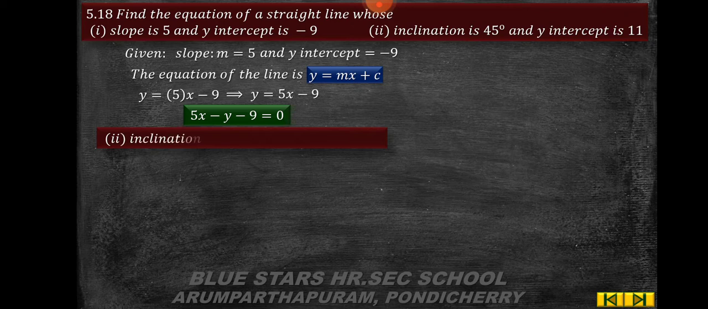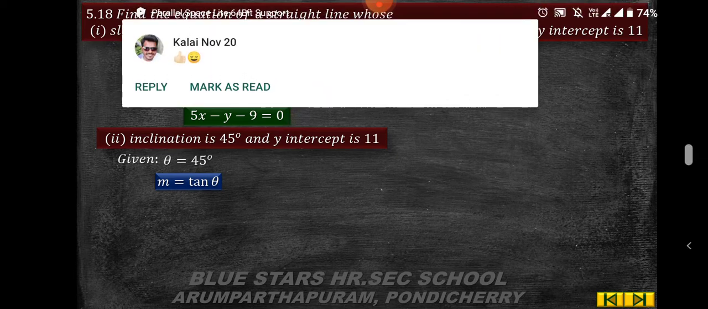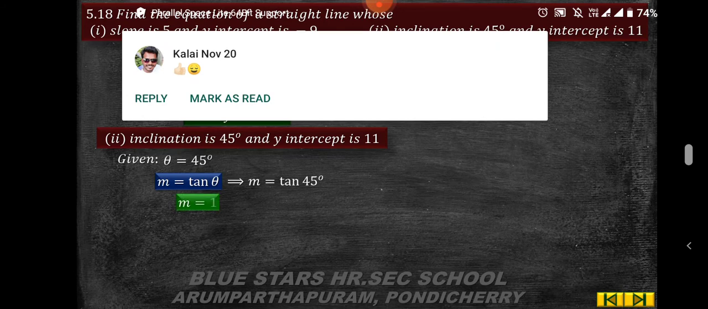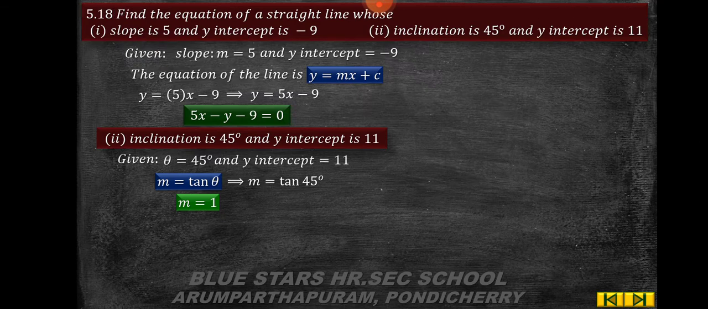Then the second subdivision: inclination is 45 degrees and y-intercept is 11. Inclination is nothing but the angle of elevation, that is the theta value. Given theta is equal to 45 degrees, you have to find the slope. So m is equal to tan theta. You know the theta value is 45 degrees. So tan 45 value is 1. So the value of m, the slope, is equal to 1. And the y-intercept value given in the question is 11. So c value is 11.